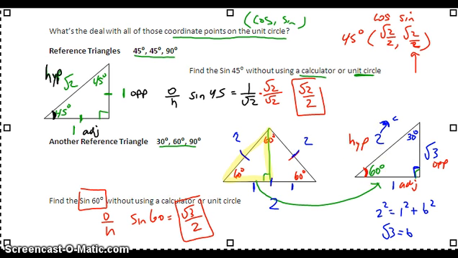So I wanted to take some time to explain to you how those coordinate points came along from your unit circle. If I ask you to find sine, cosine, tangent of 45, 30, or 60 degrees without using the unit circle or the calculator, you have to draw these reference triangles. Let me circle them for you so you know which ones I'm talking about. This is a 45-45-90 degree reference triangle, whereas this triangle is your 30-60-90 degree reference triangle.